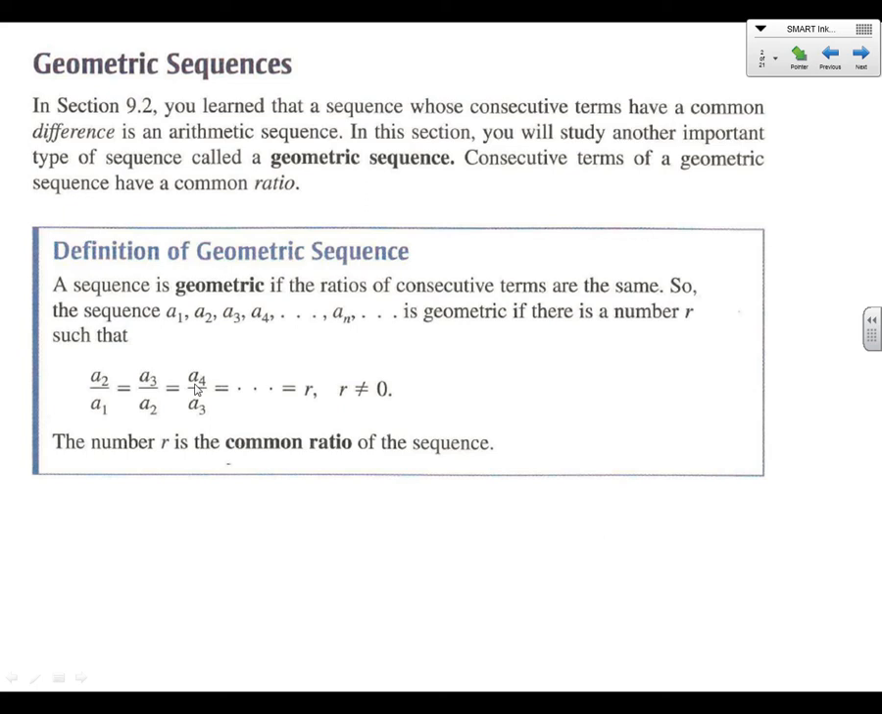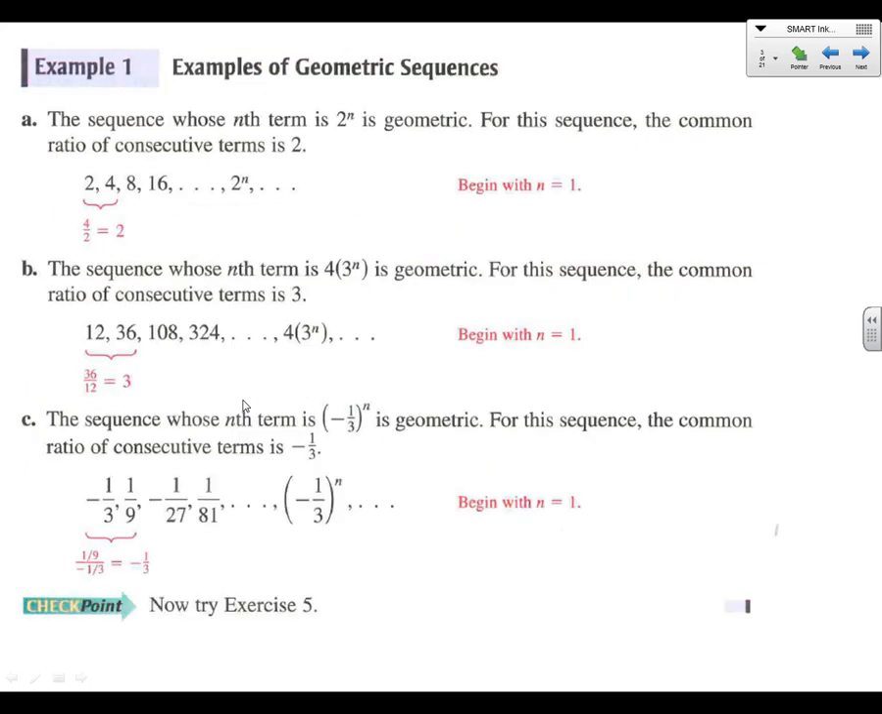So if the ratio of the second term over the first is the same as the third term over the second and the fourth over the third, if we are always multiplying by the same amount to get from one term to the other, we've got a geometric sequence. We can see a couple examples here. Example 1a is geometric because 4 divided by 2 is 2, 8 divided by 4 is 2, 16 divided by 8 is 2, which means that our ratio, our r, our multiplying number, is 2. And so this equation would be 2 to the n.